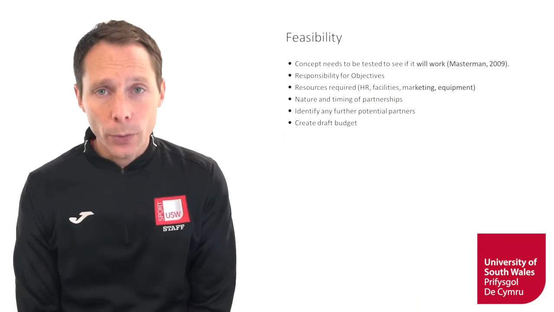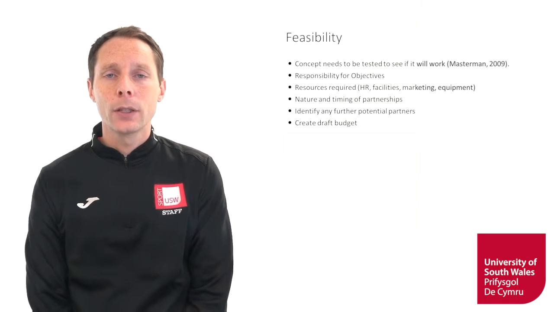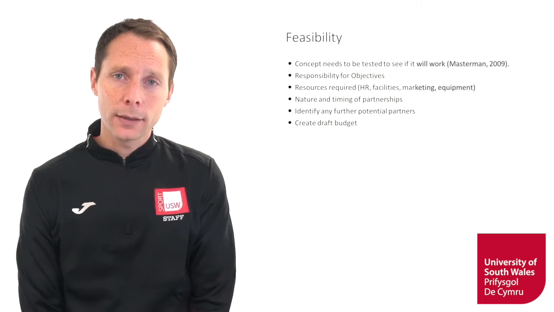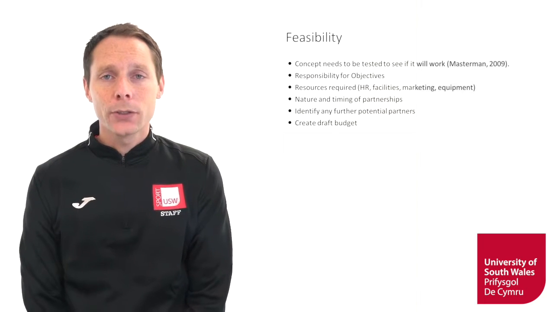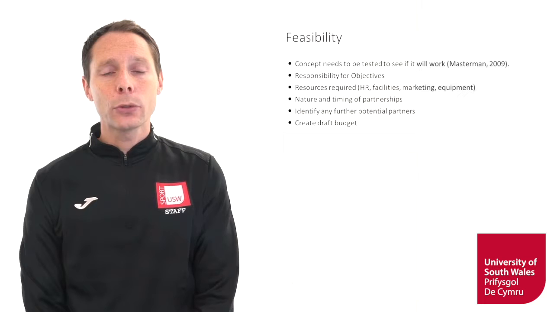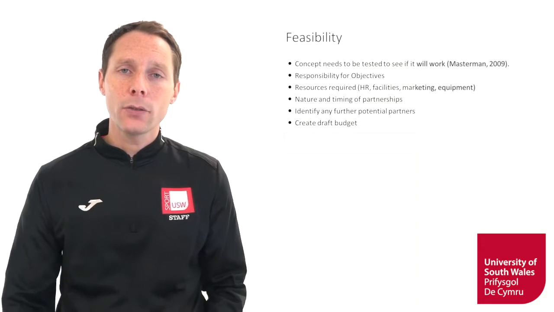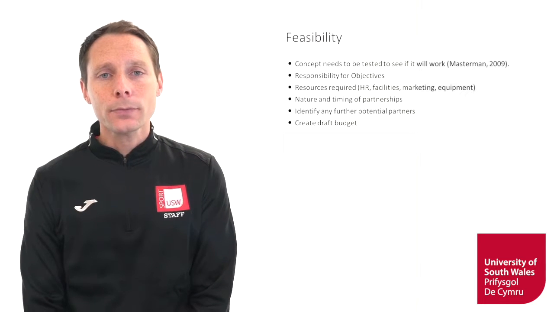Creating a draft budget will be very important, so sources of income and expenditure. In most cases with small scale football events, it's very much a beg, steal and borrow culture. So if you can manage to source a facility for free, so whether that be a school facility or a parks facility, then you've done extremely well.